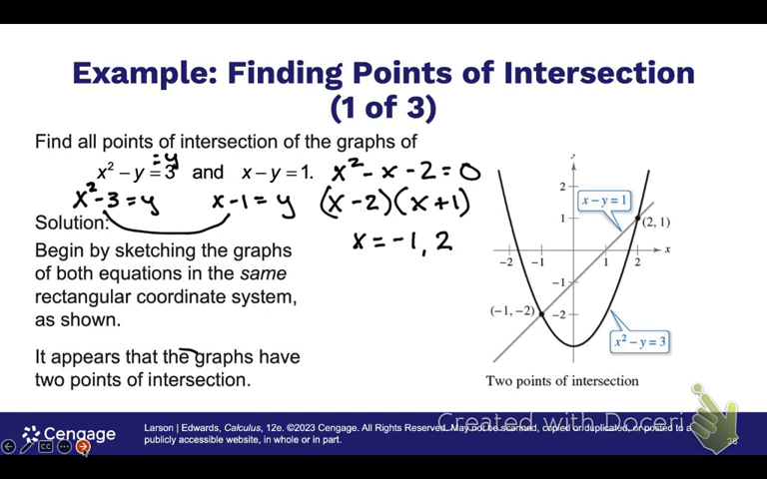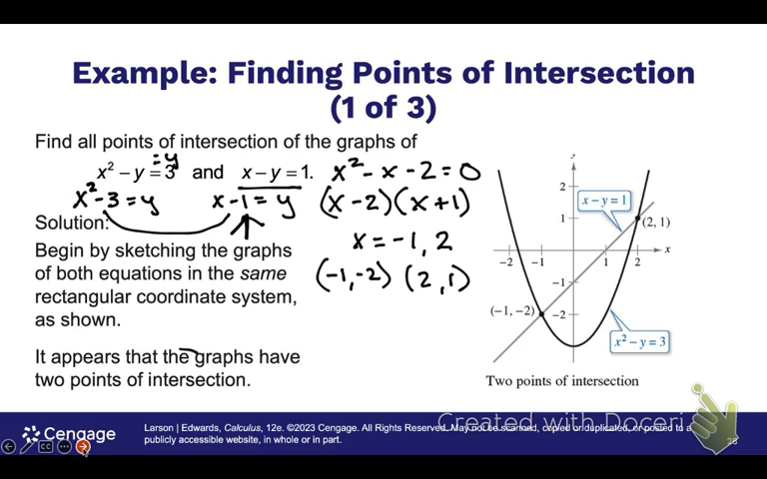I have an x. How do I get a y? Plug in negative 1 and 2. I'm going to plug it right here, because it's already set equal to y. So negative 1 minus 1 is negative 2, and 2 minus 1 is 1. And is that what they showed us on the graph?